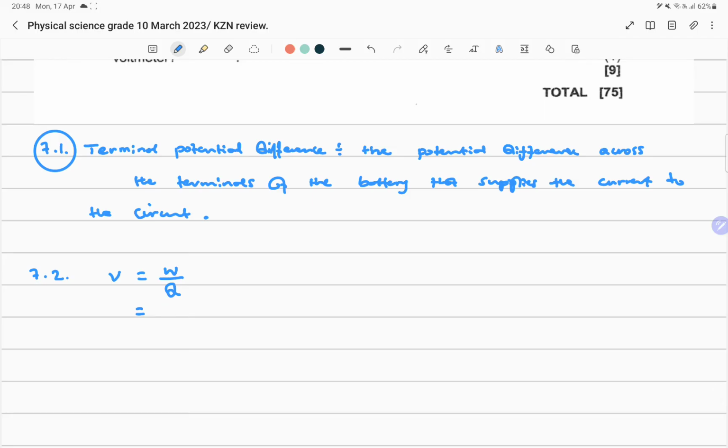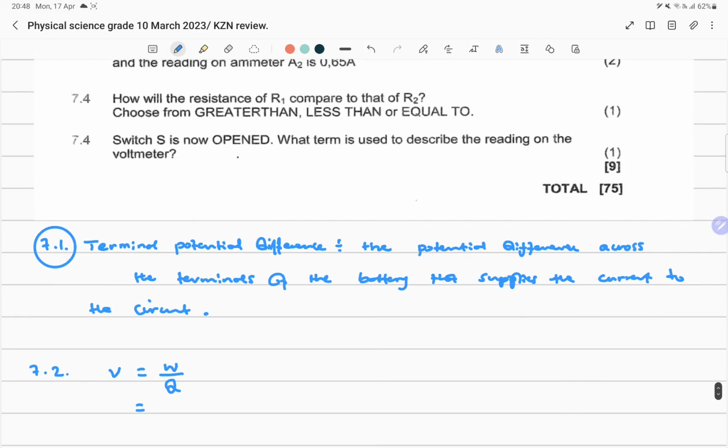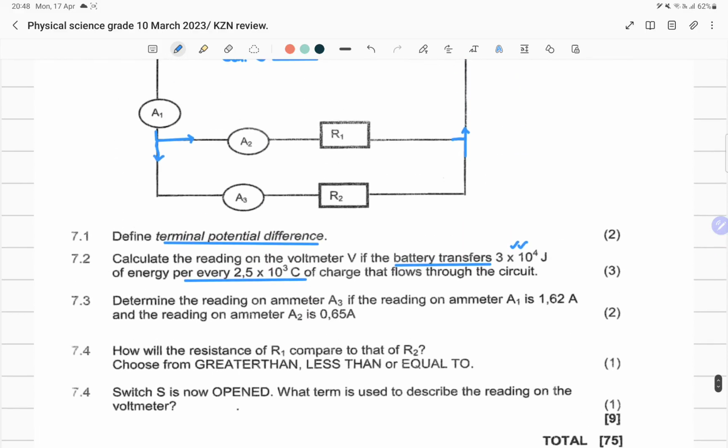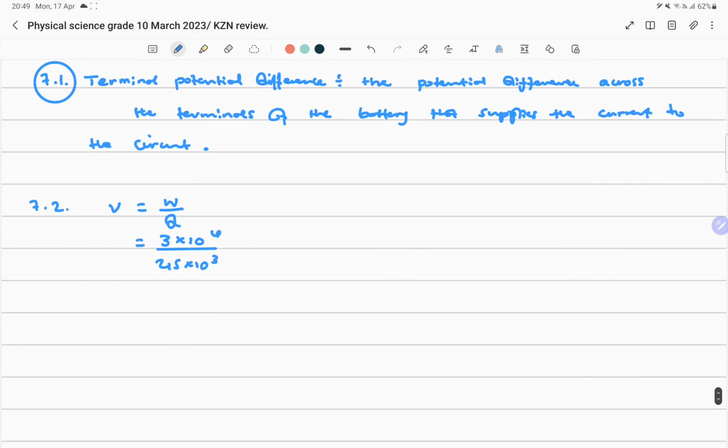So what is the story here? Easy. 3 times 10 to the 4 divided by 2.5 times 10 to the 3. Okay, so that is easy. So 3 times 10 to the 4 divided by 2.5 times 10 to the 3 is 12 volts. Wow, the same thing we calculated in the long questions.